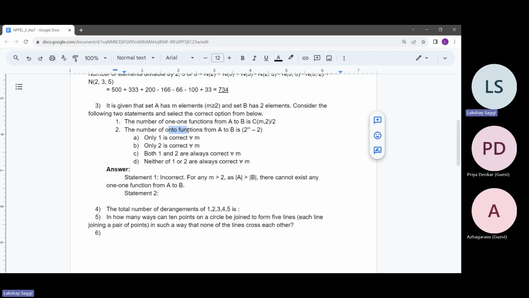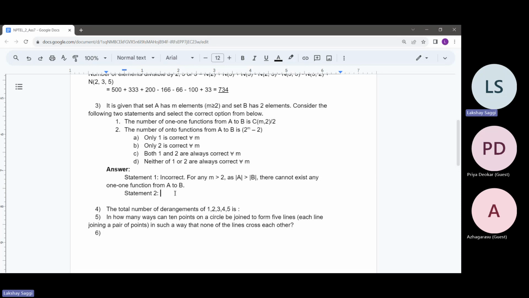For onto functions, we know that if a function from set A to set B is onto, then the cardinality of set A should be greater than or equal to the cardinality of set B. Which is indeed the case here, because the cardinality of set B is only 2, but A has greater than or equal to 2 elements. So this condition is satisfied. So at least the type of reasoning which we applied in statement 1 cannot be applied here. So we'll actually need to count the number of onto functions from A to B. So let's see what kind of functions can be present from set A to B.